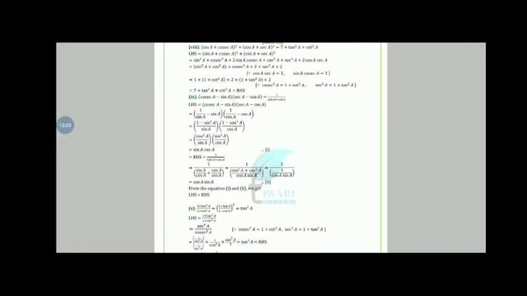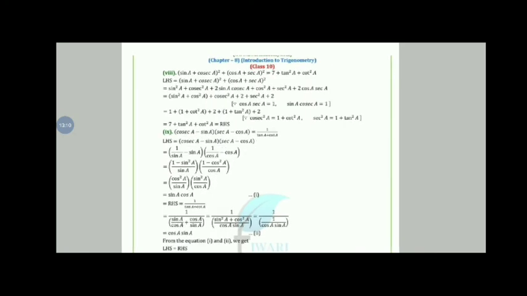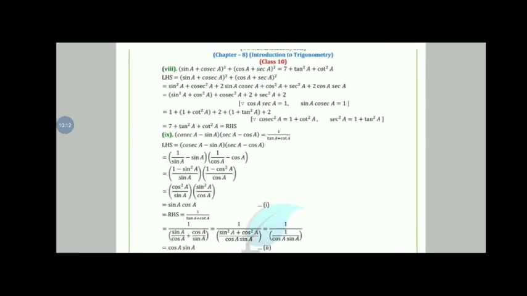Now we move towards the next part, that is the eighth part. In the eighth part it is given that (sin a + cosec a) whole square plus (cos a + sec a) whole square is equal to 7 plus tan square a plus cot square a. This we have to prove. So we have taken here the LHS.